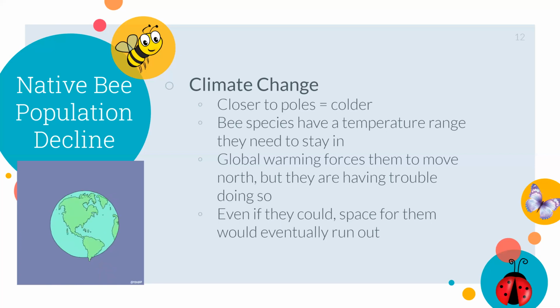Think of it this way: each native bee species has a northern border and a southern border. They're able to move their southern border north, but they're having trouble moving their northern border north. So it's contracting the temperature range or the habitat range that they can stay in. But even if they could move north easily, if we leave global warming unchecked, eventually space for them would run out and the whole globe would be way too hot for them.